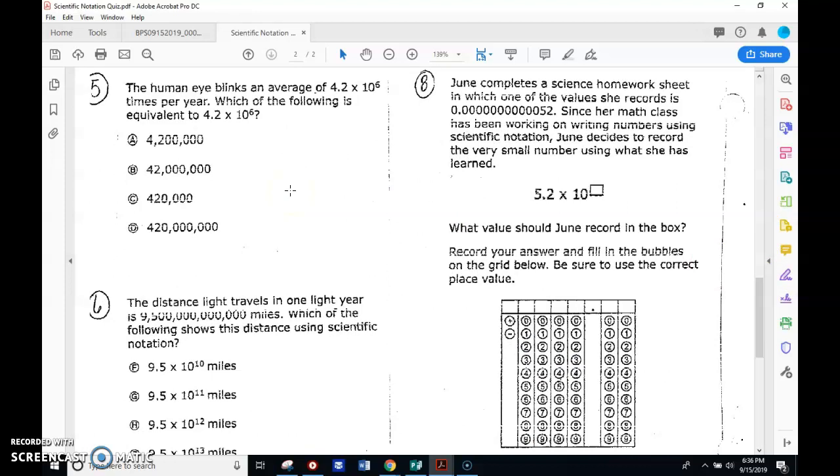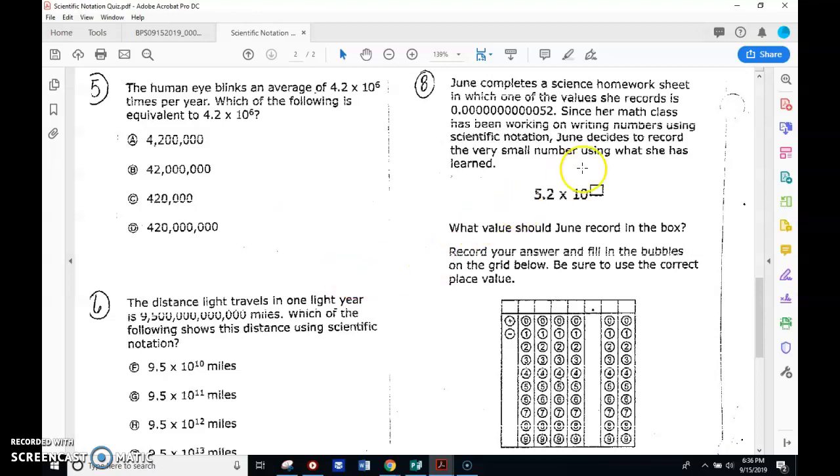Number 5. The human eye blinks an average of 4.2 times 10 to the 6th power times per year. Which of the following is equivalent to 4.2 times 10 to the 6th power? A, 4,200,000. B, 42 million. C, 420,000. D, 420 million.